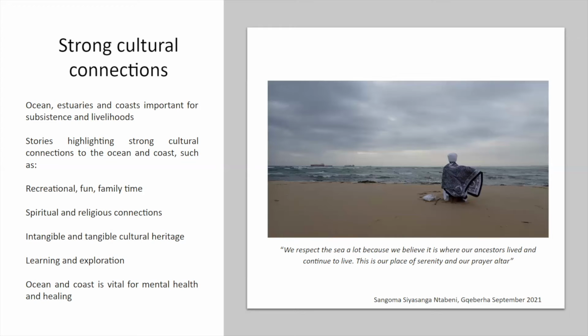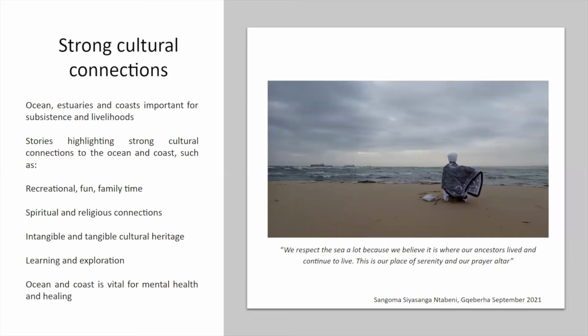But very basically, the themes that we co-identified in Algoa Bay were recreational, fun, and family time, and spiritual and religious connections, like Sia Sanga's quote here, that they respect the sea a lot because they believe it's where ancestors lived and continue to live. This is our place of serenity and our prayer altar. There's also intangible and tangible cultural heritage connected to the ocean and the coast. And the ocean is a place for learning and exploration.